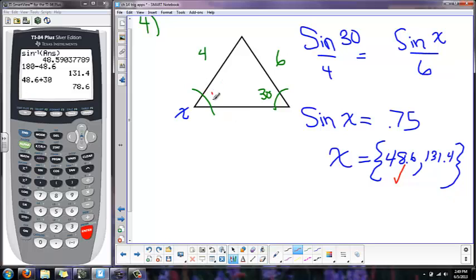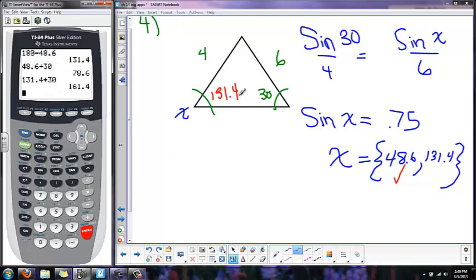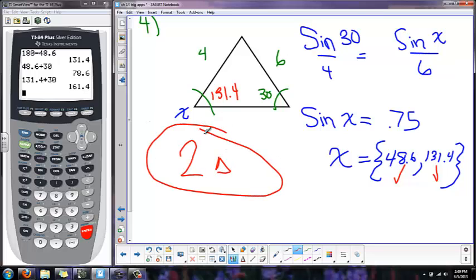Let's erase that and try the next one. What if this was 131.4 degrees? 131.4 plus 30 degrees, which is the other angle, is equal to 161.4. So we haven't hit 180 yet. We're getting close, but we haven't hit 180, meaning that this one will work. So my answer to the question is 2 triangular gardens are possible. That was number 4.